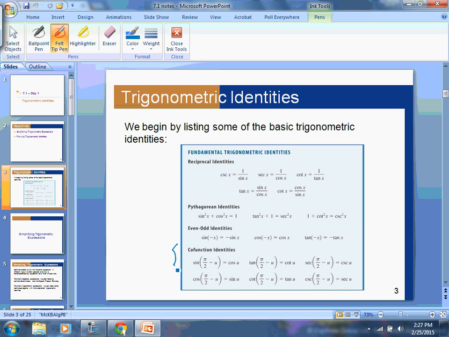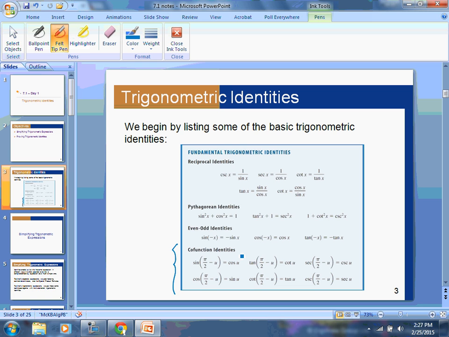So this part at the bottom of the table, these co-function identities, these are new, and we're going to use them more as we go through the chapter. Basically, it's a pretty cool shortcut or observation. If you take sine of pi over 2 minus some angle, it will be the same as the cosine of that angle. So remember, pi over 2, that's 90 degrees.